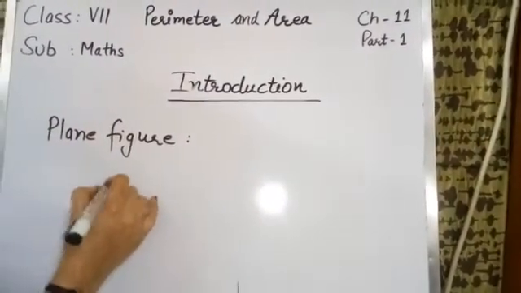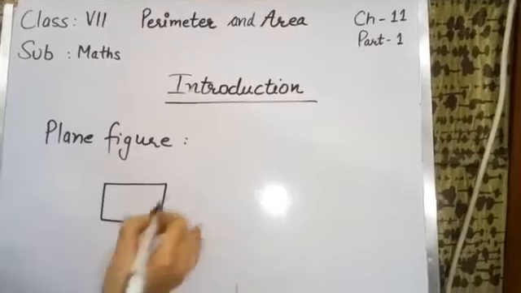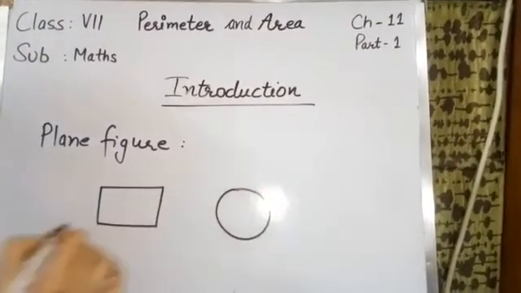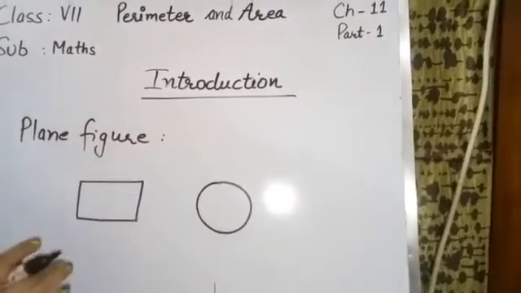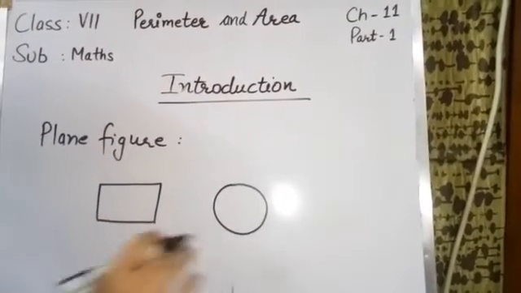It can be, this is a rectangle I am taking, this is a circle. A plane figure made up of line segments or curves, both are plane figures. So these are both plane figures.